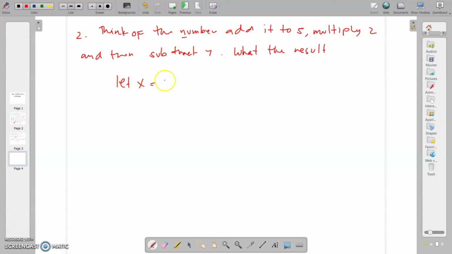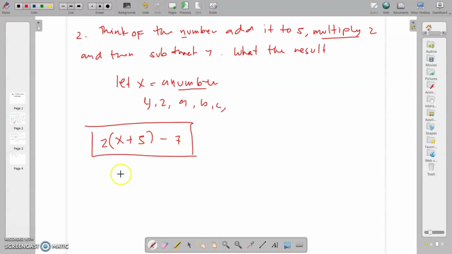Let x be a number. Or it can also be x, y, z, a, b, c. It is the substitute for the number. Then, x, add to 5, multiply by 2, then subtract 7. So, that is the equation. If we take x, it becomes 2 times x plus 5 minus 7 equals 0, to make it a perfect equation.